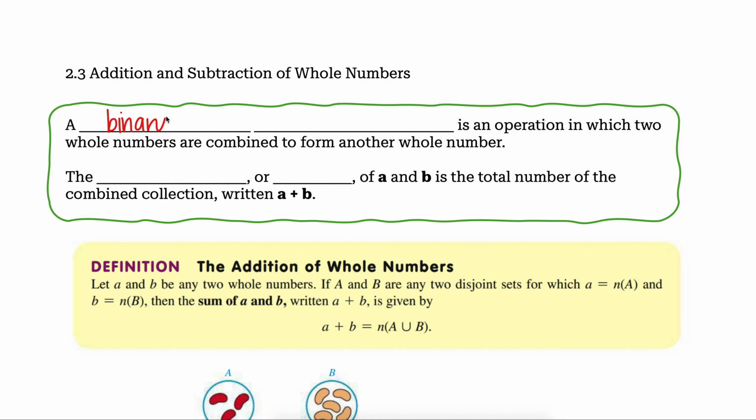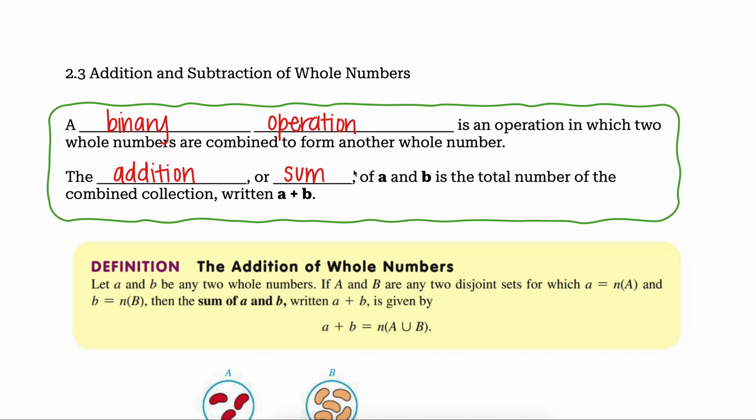So again, that's called a binary operation. It's because we're taking two whole numbers. That's what the "bi" is for. We're going to start with addition. When we talk about addition, we're finding the sum of two numbers. And as you all know, we represent it with the plus sign.